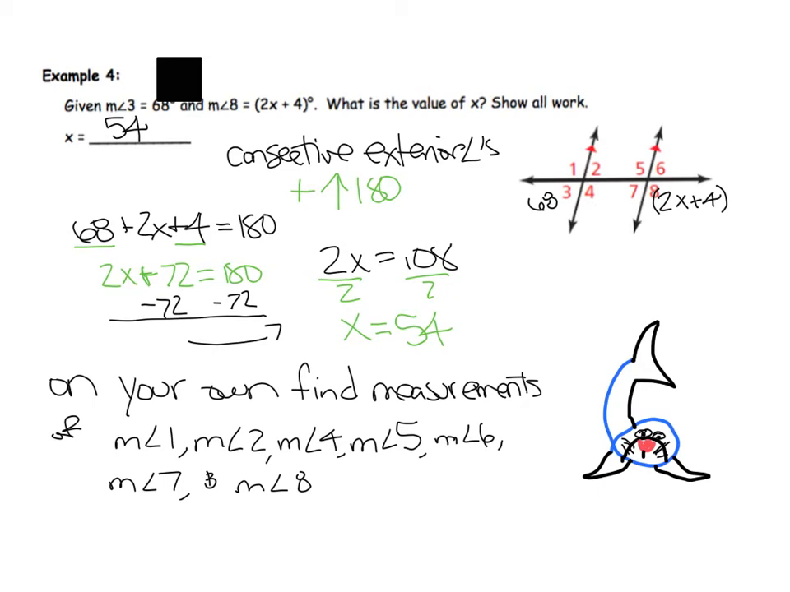X is 54. Now, on your own, find the measurements, based on knowing this, of angle 1, angle 2, angle 4, angle 5, angle 6, angle 7, and actually angle 8. And I'll help you out with that one because we just figured out what x is. So really, if I just plug it in, 2 times 54 plus 4, and I solve that, we discover that angle 8 is actually 112 degrees. All right, so I need you to find these other angles, and be sure that you copy that down and write it down because I will be looking for it.